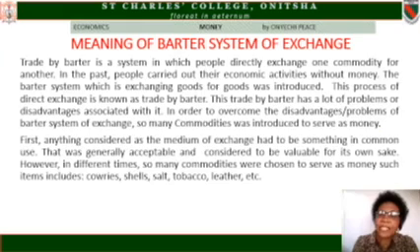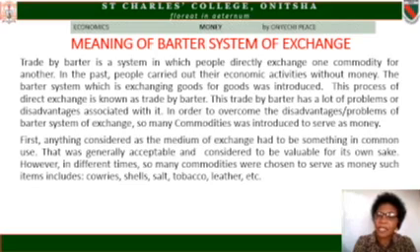Meaning of barter system of exchange. Trade by barter is a system in which people directly exchange one commodity for another. In the past, people carried out their economic activities without money. The barter system, which is exchanging goods for goods, was introduced. This process of direct exchange is known as trade by barter. This trade by barter has a lot of problems or disadvantages associated with it.